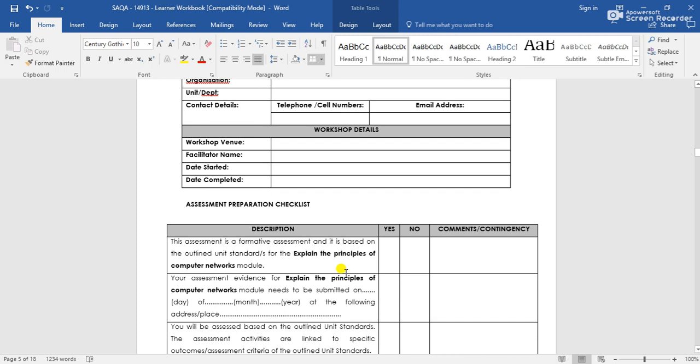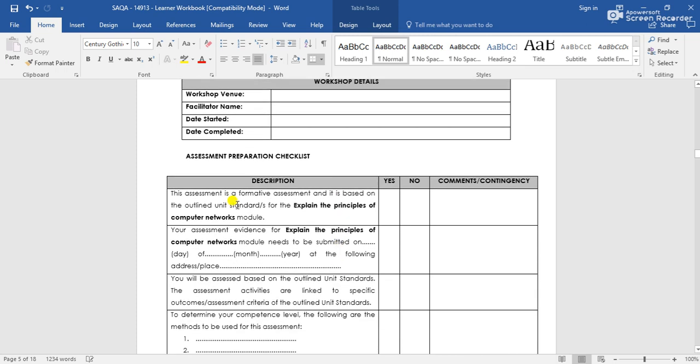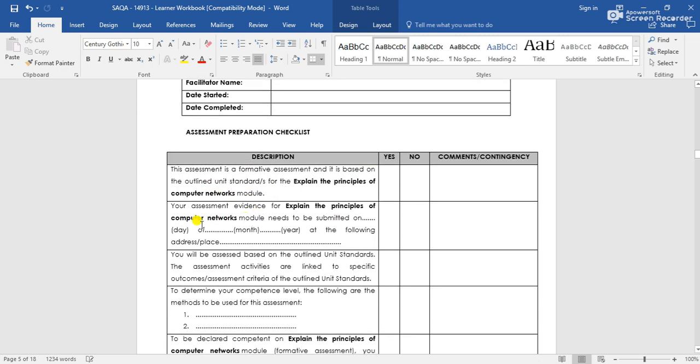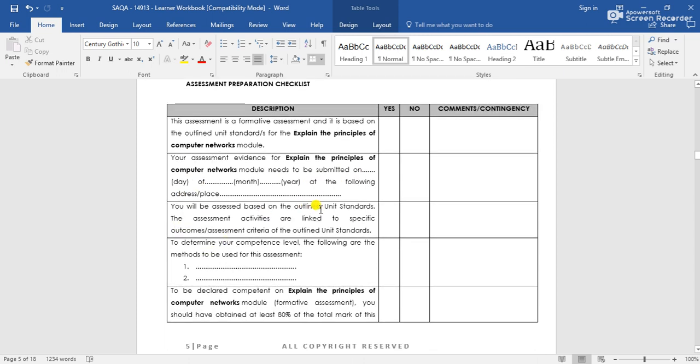So the assessment preparation checklist. This assessment is a formative assessment and is based on the outlined unit standard for the explain the principles of computer networks module. Your assessment evidence for this module needs to be submitted on the day I will mention, in the month of July 2020, at the following address. You will be assessed based on the outlined unit standards. The assessment activities are linked to specific outcomes and assessment criteria of the outlined unit standard.